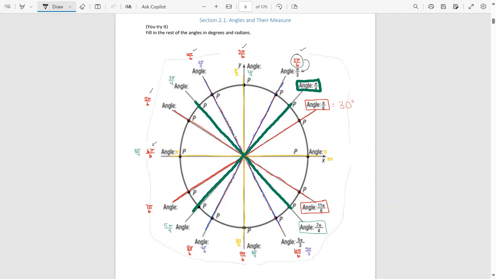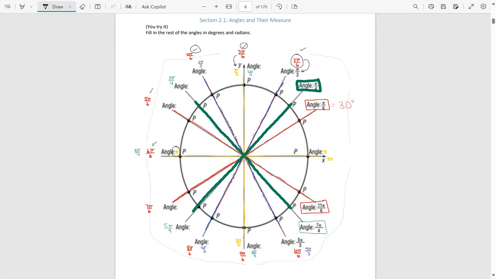All right, so now go back through and you can reduce. Pi over 6 doesn't reduce. 2 pi over 6 reduces to pi over 3. 3 pi over 6 reduces to pi over 2. 4 pi over 6 reduces to 2 pi over 3. A 2 will go into both 4 and 6. Let's see, 5 pi over 6 doesn't reduce. 6 pi over 6 is pi.